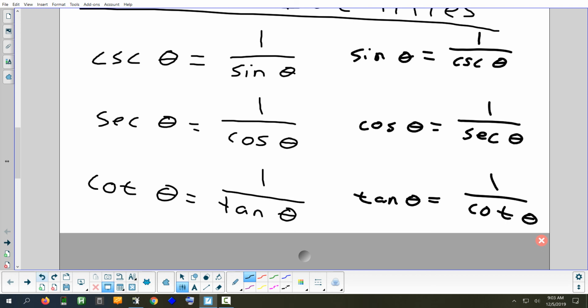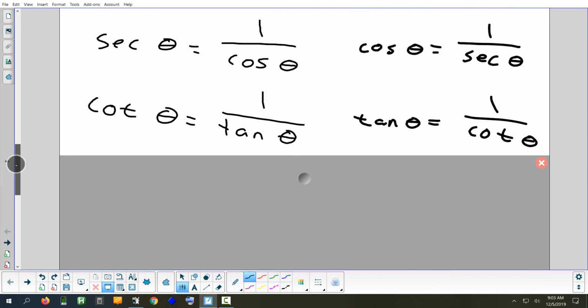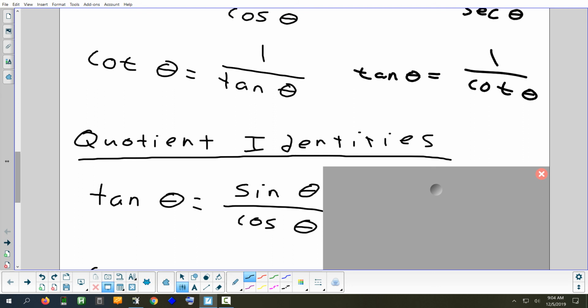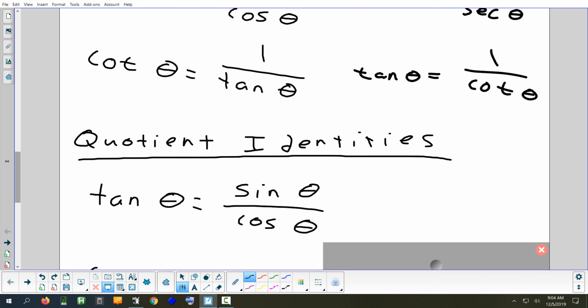Okay, so those are all reciprocal identities, technically 3 repeats in there though. The quotient identities, there's 2 of these. Did anyone remember, and I showed you guys this at the end of class yesterday, tangent is equal to something over something. Anyone remember what we came up with at the end? Tangent is sine over cosine.